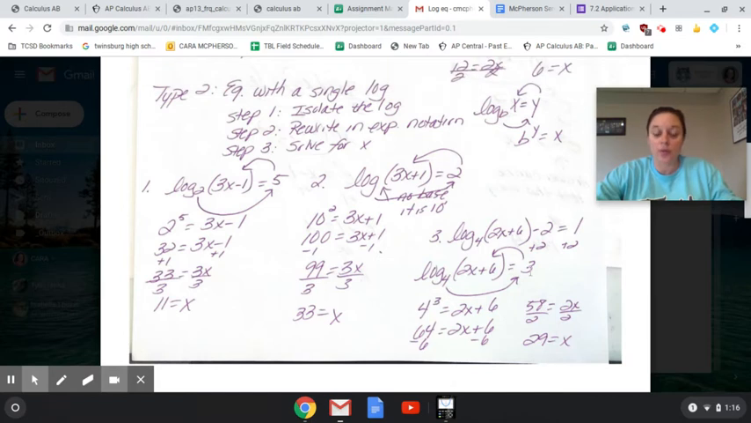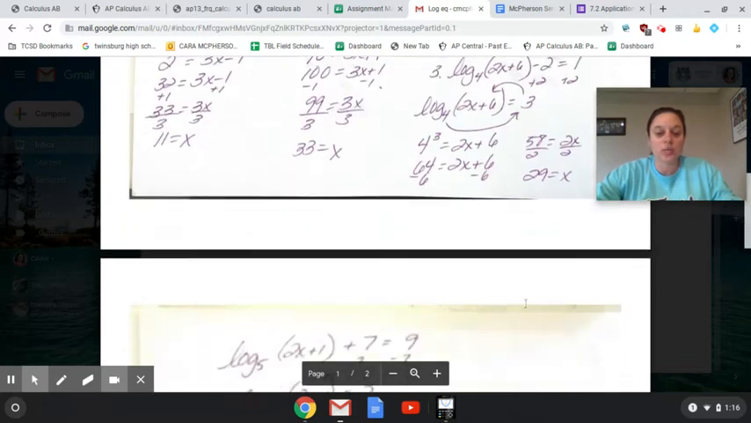So 4 to the third power equals 2x plus 6. 4 to the third power, you can grab a calculator if you don't know it. It's 4 times 4 times 4. That is 64. And then you're going to solve for x. So subtract 6 from both sides, you get 58. Divide both sides by 2 to get your answer.